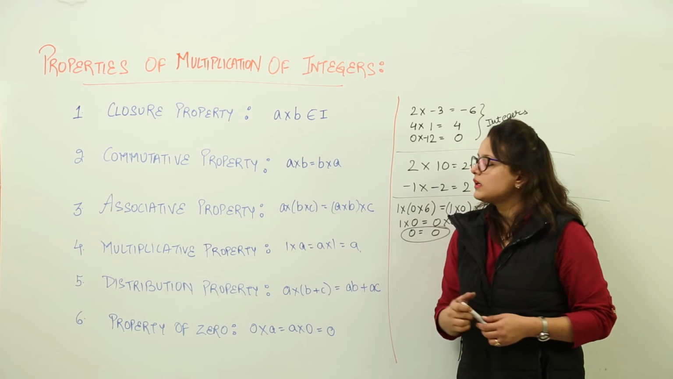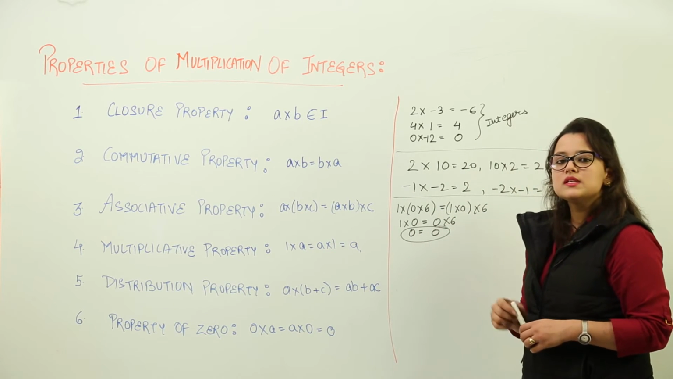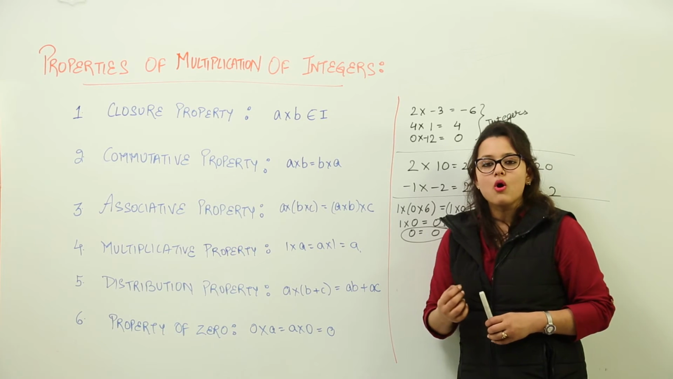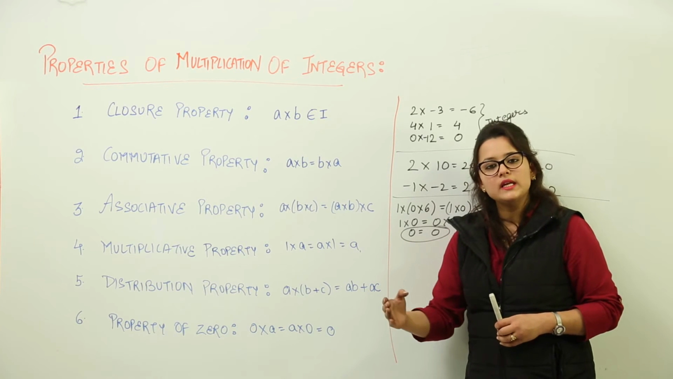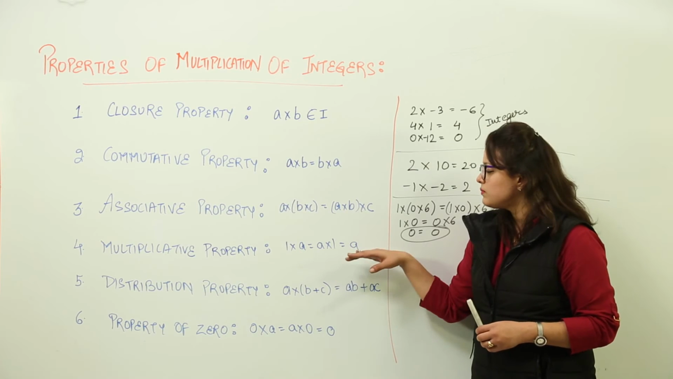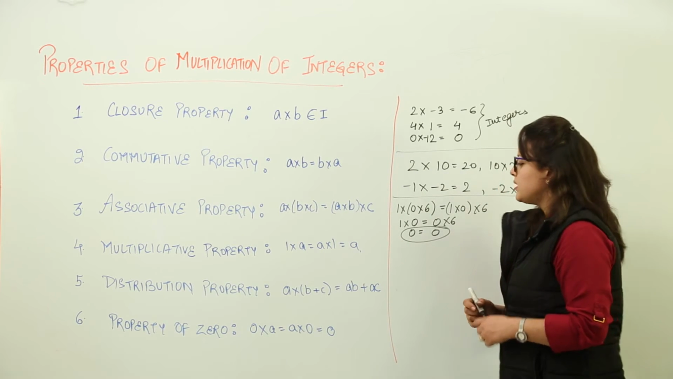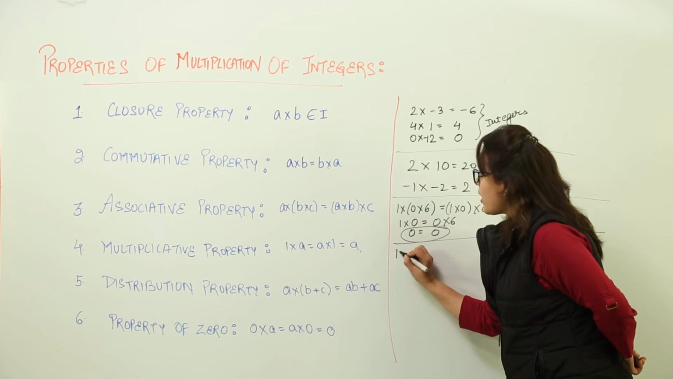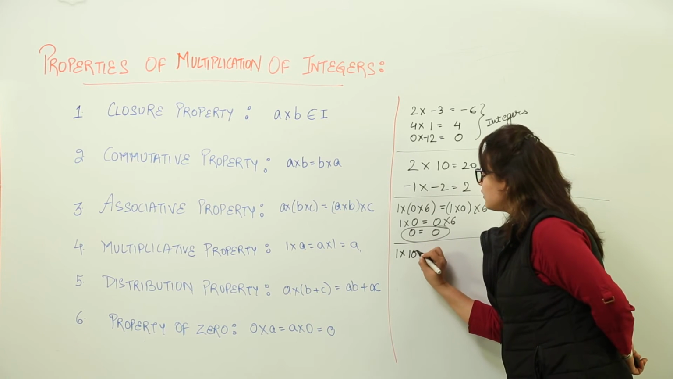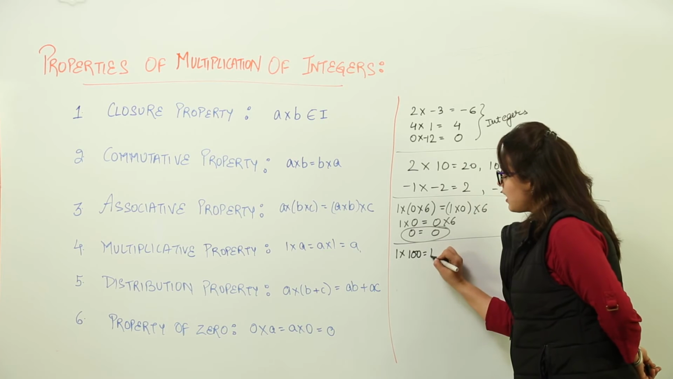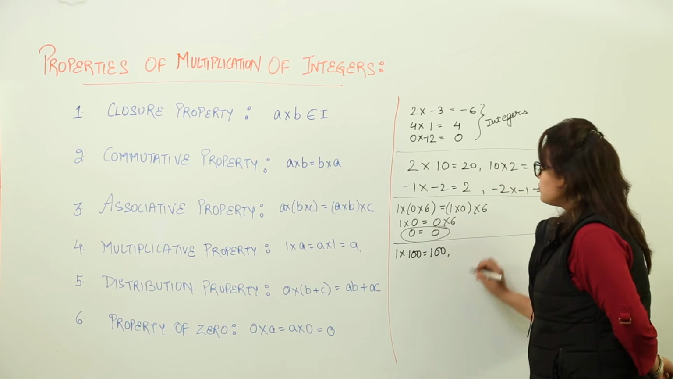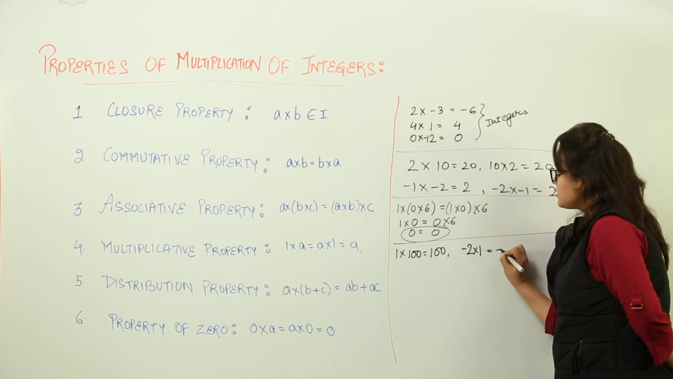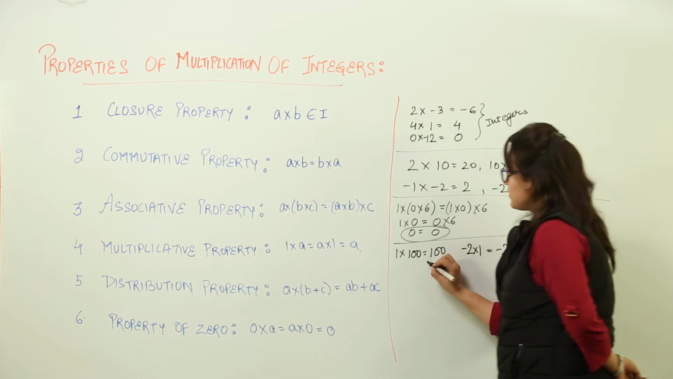The next is the multiplicative property. That means for any integer multiplied with 1, or if 1 is multiplied with any integer, the answer would be that integer. We can check that with the examples. Let's say 1 into 100. What do you get? 100. If you do minus 2 into 1, what do you get? The same integer only, right?